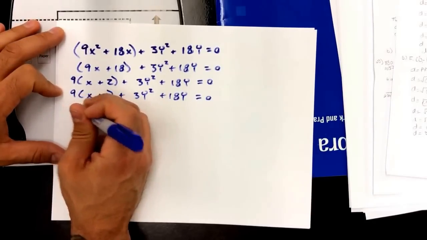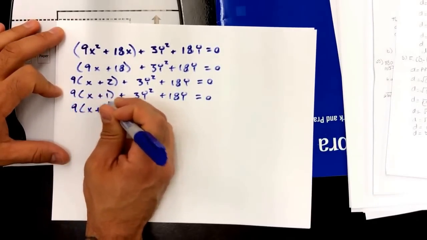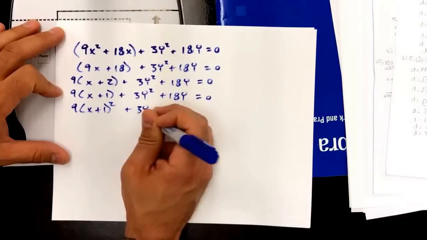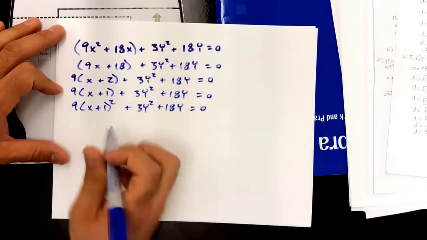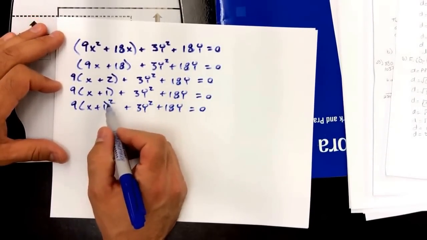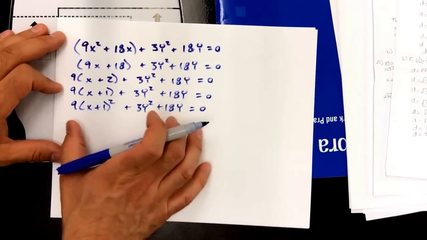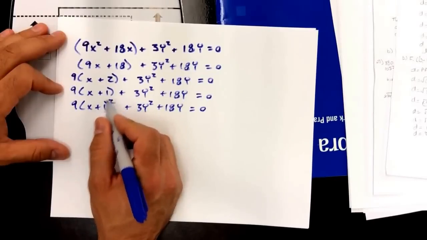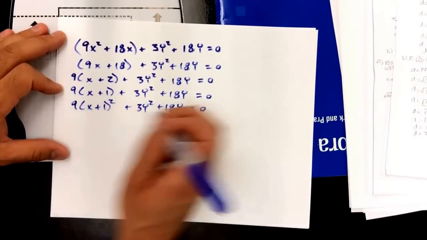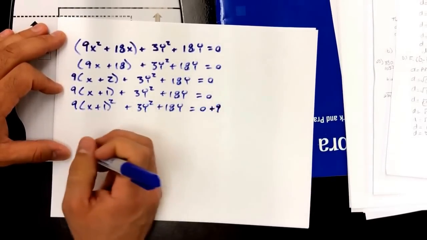Now I'm going to square it. Remember that when you square this side, you square this number, you've actually changed this side of the equation. You've changed it by this number squared times this. So 1 squared is 1, times 9 is 9. So I have to add 9 to the other side.